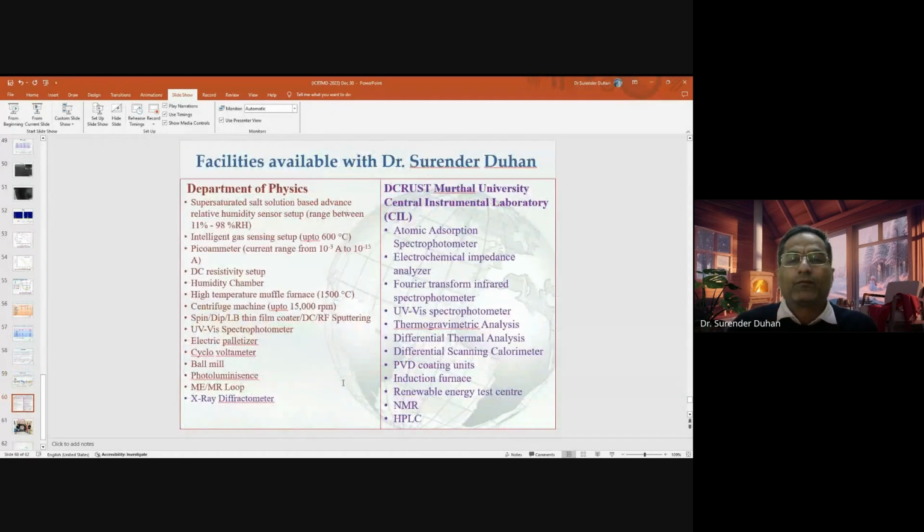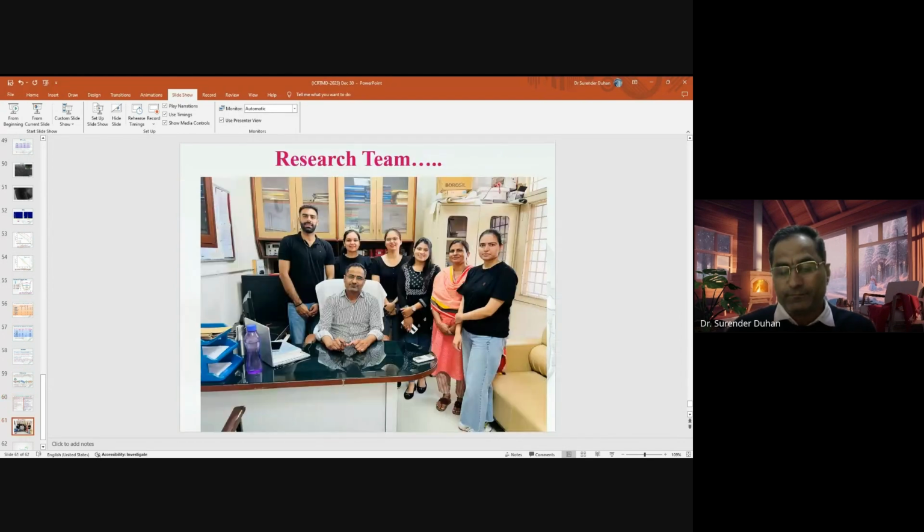These facilities are available in my university and my department. In my department: gas sensing setup, picoammeter, humidity chamber, humidity sensing setup, muffle furnace, centrifugal machine, spin coating, dip coating, IV system, DC and RF sputtering, UV-visible spectrometer, cyclic voltammetry, ball milling, photoluminescence, XRD. In my university: atomic absorption spectroscopy, impedance analyzer, FTIR, UV, TGA, DTA, DSC, PVD coating, induction furnace, renewable energy test center, NMR, and HPLC. This is my research team.